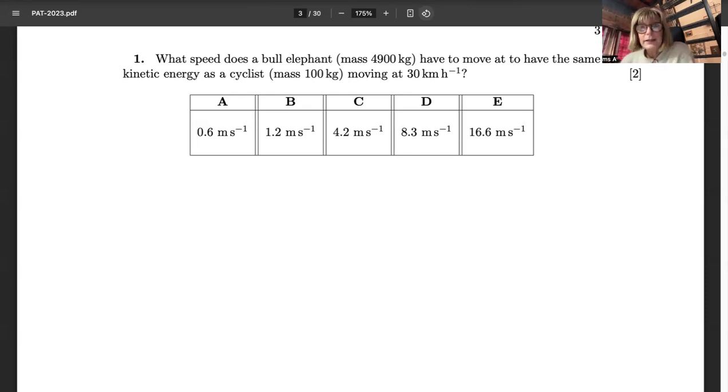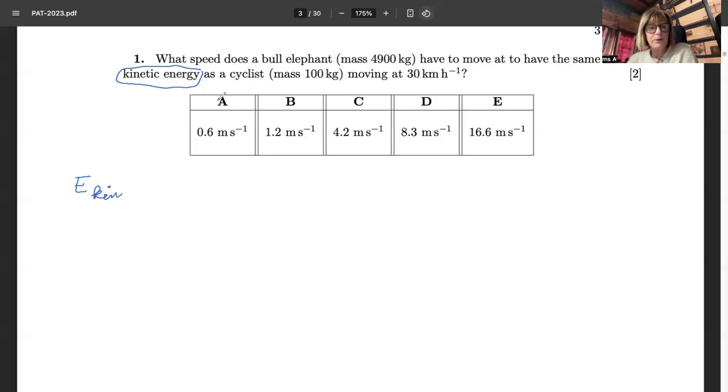So let's look at the exercise. It says, what speed does a bull elephant, mass 4,900 kilograms, have to move at to have the same kinetic energy as a cyclist, mass 100 kilos, moving at a 30 kilometer per hour speed? So we are talking here about kinetic energy. Well, I used to write it like this. Kin means kinetic energy. So what do we know? Well, what don't we know?